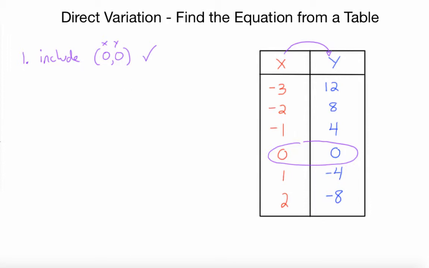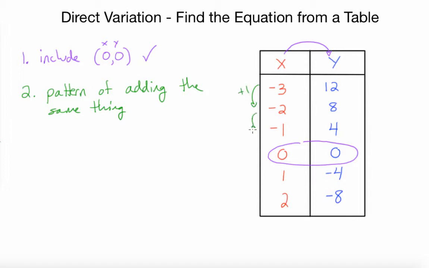Okay, the other thing I need to check on to be a direct variation relationship is this pattern of adding the same thing. So from 0, 0, are we adding the same number over and over and over again? Now, it has to happen this way, so we have to look for, is x changing by 1 repeatedly? And in this case, it is. So as x changes by 1, am I seeing the same pattern of change happen in my y values?